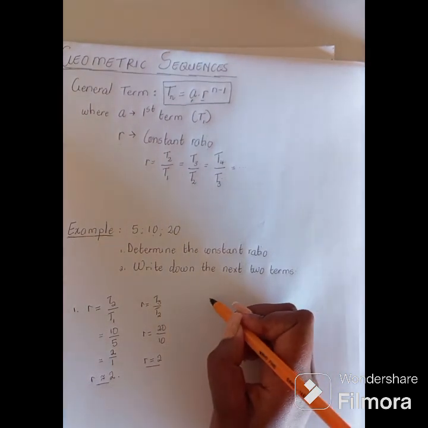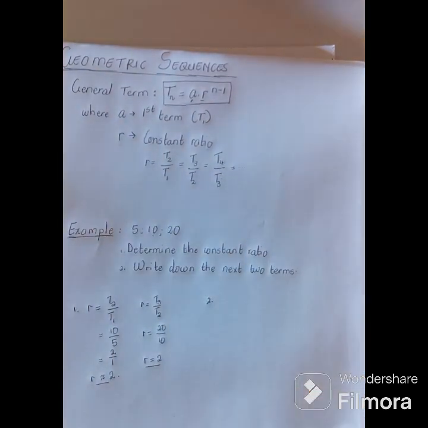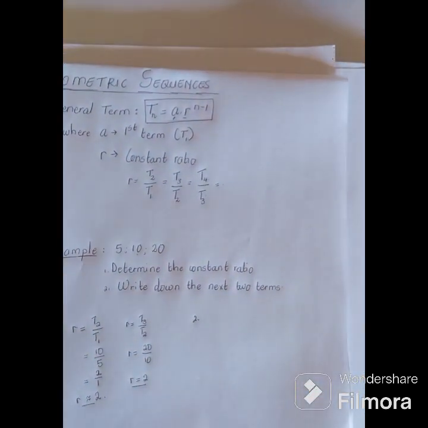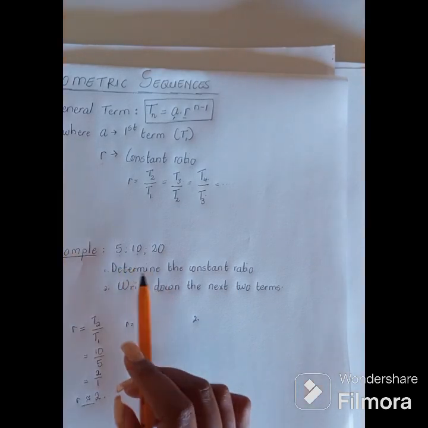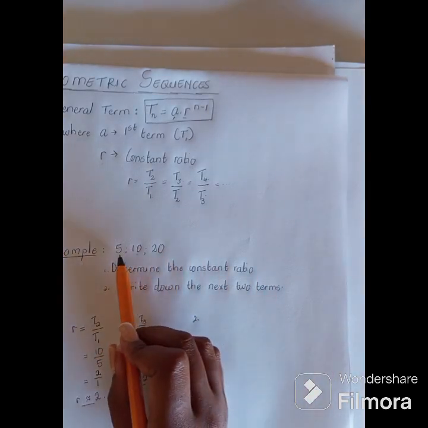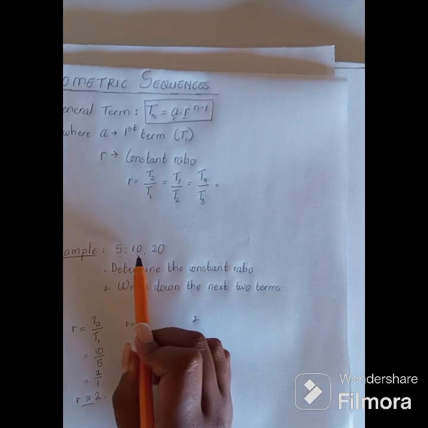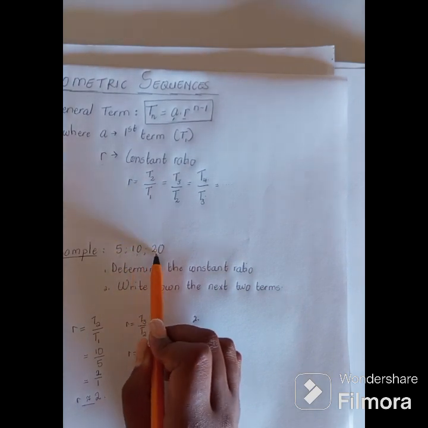Then let's do number 2. In number 2, they're saying write down the next two terms of the sequence. We're given term number 1, number 2, and number 3, so what they want is term number 4 and term number 5. How are you going to get them? We go back to our sequence. Term number 1 is 5, and then we have 10, and then we have 20.